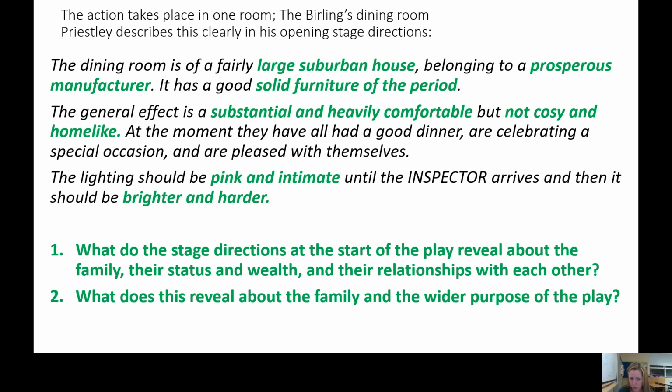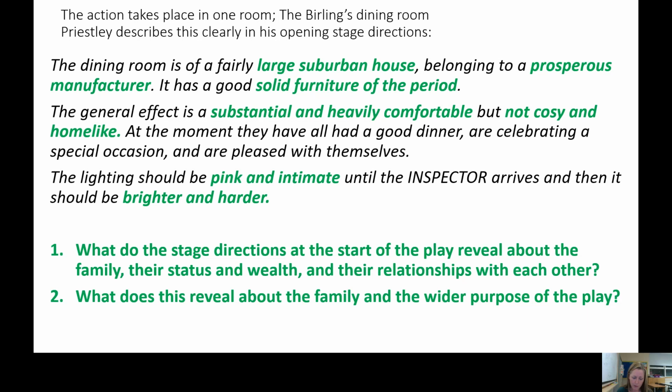But also it's crucial that this is happening at the beginning of the play, isn't it? Because Priestley is using these stage directions to highlight to the audience that the Burlings have got it all at this point, haven't they? They've got the lovely house, they've got the furnishings, but also they've got the food, and they're celebrating, and they're really pleased with themselves and quite smug. But he's setting them up to lose it. It's going to be very different by the ending of the play, isn't it?